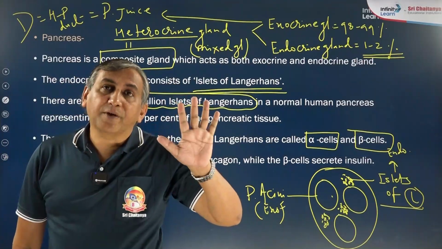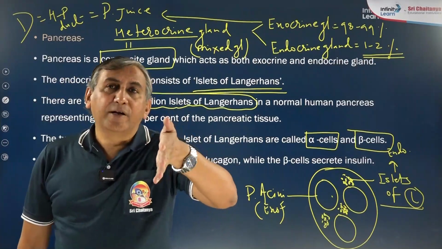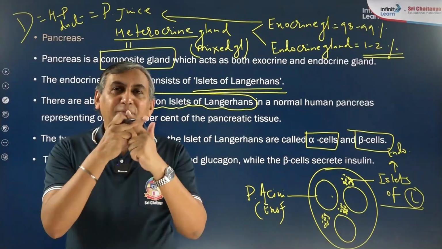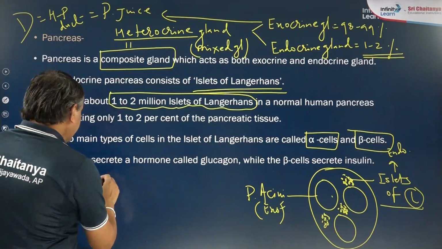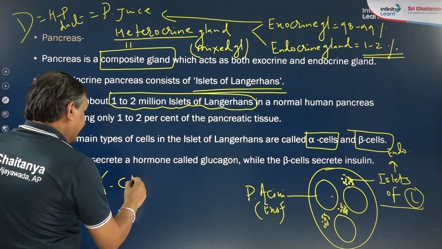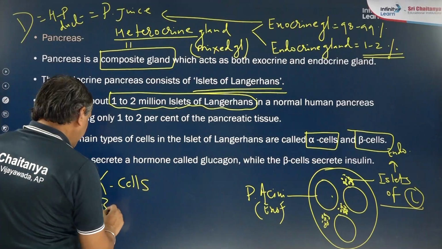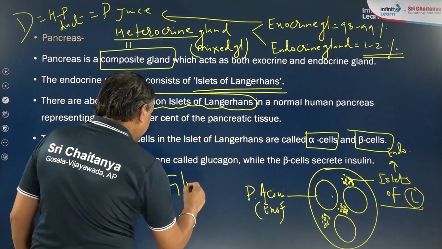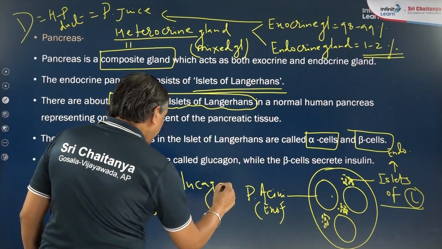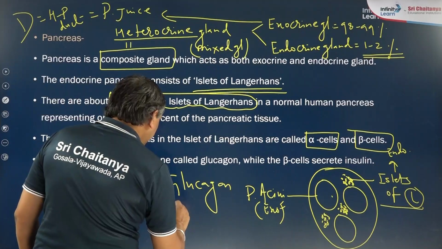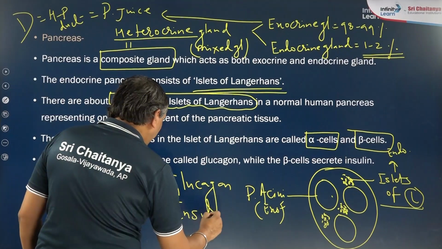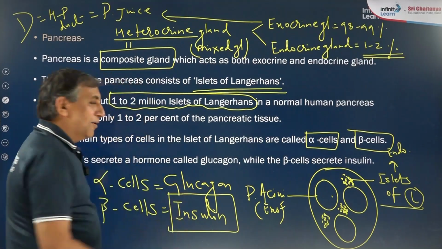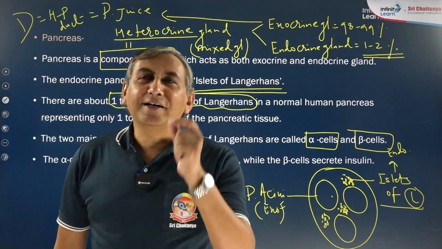Basically, there are 5 types of cells, but at your level, you have to remember only 2 types of cell: one is the alpha cell, one is the beta cell. This is very important. Alpha cells are related with the synthesis and secretion of the hormone glucagon, and beta cells are related with the synthesis and secretion of a hormone which is well known by each and everyone.